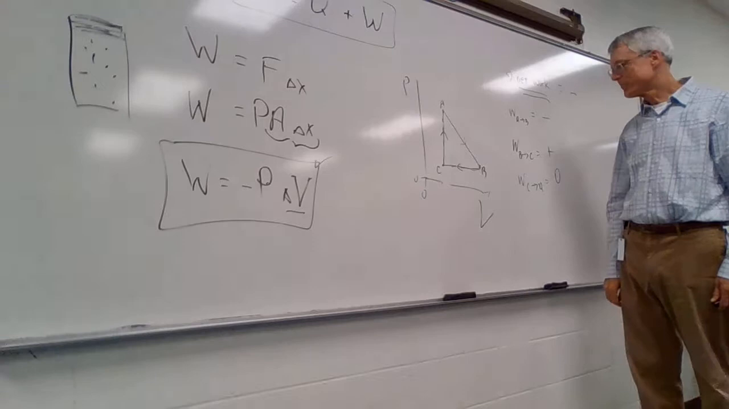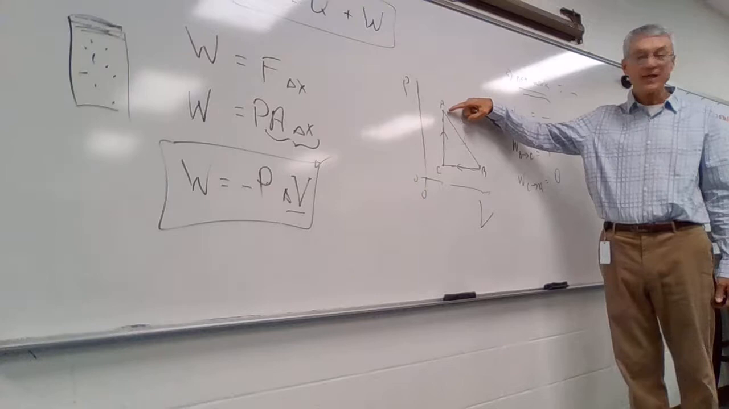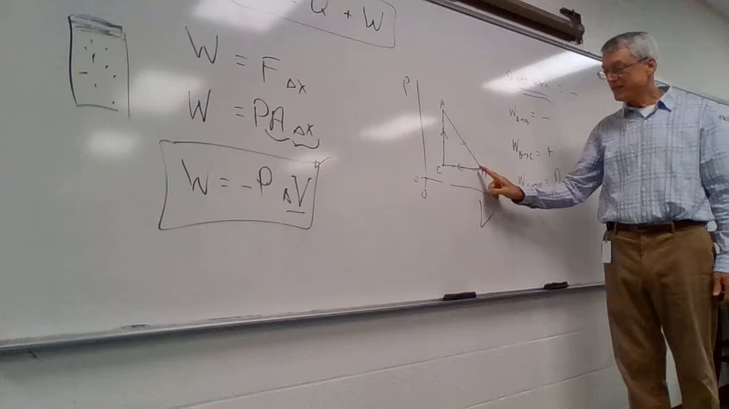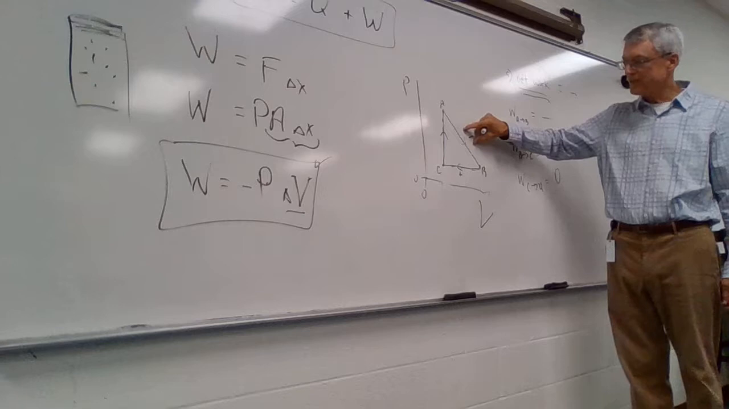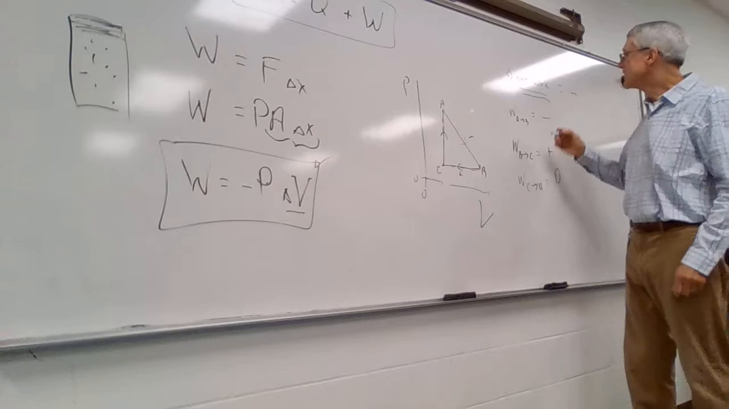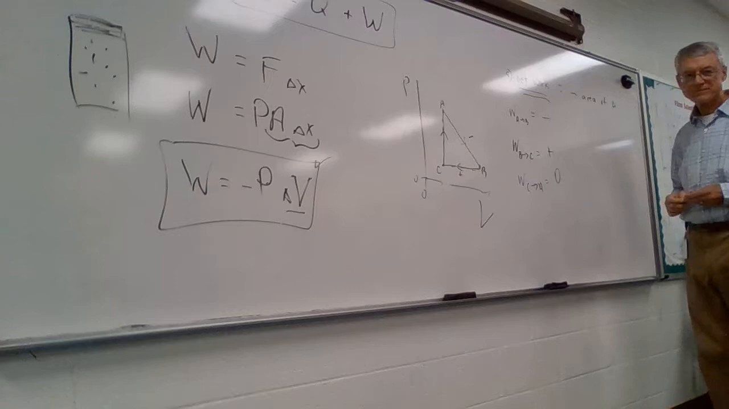And it would be negative because how do you know without doing math it's negative? Because the negative line is up higher on the graph than the positive line. This one represents negative work, this one positive work, but this one's more. So it is the area of the triangle, but the negative wins because it's up higher. So it's negative area of the triangle. That's how you get work.